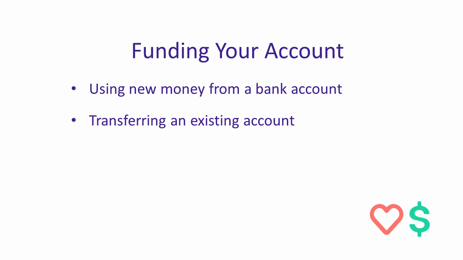There are really two different ways that you can fund your account. The first is using new money from your bank account. So you've got cash sitting in a checking or savings account. This is going to be applicable to pretty much everyone going forward. This is how you're going to be adding new money to your account whenever you want to put a little bit more into the market. This is really straightforward, pretty simple.